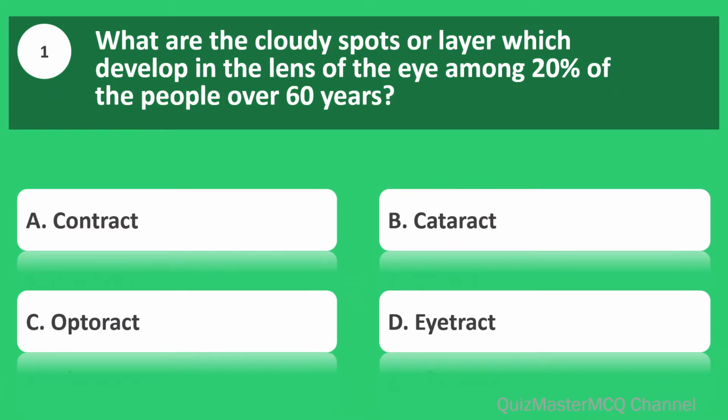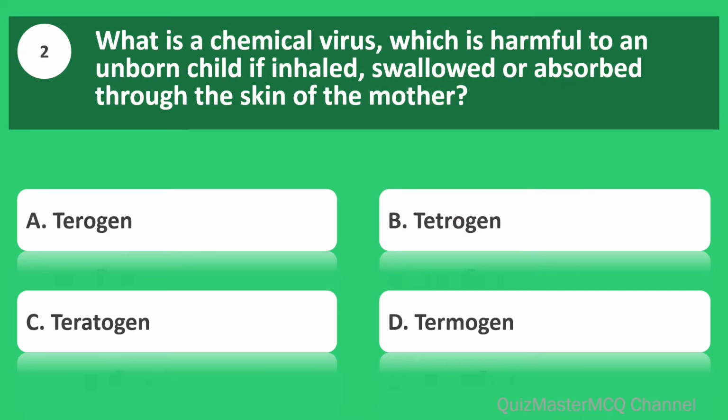What are the cloudy spots or layer which develop in the lens of the eye among 20% of the people over 60 years? Cataract. What is a chemical virus, which is harmful to an unborn child if inhaled, swallowed or absorbed through the skin of the mother? Teratogen.